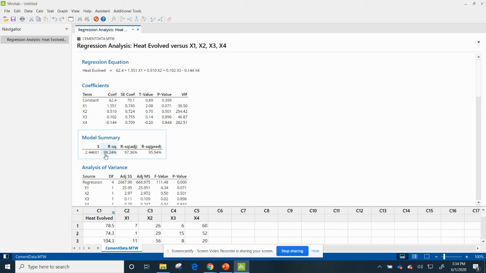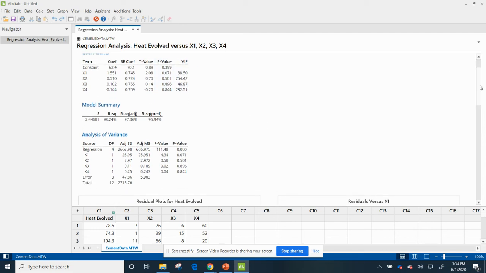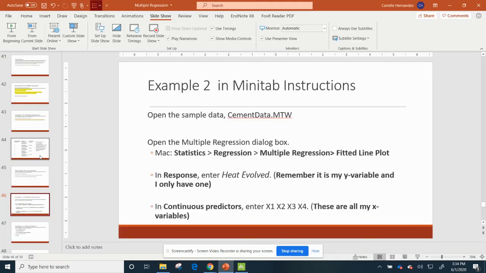Okay. Well, look at the R squared, though. The R squared is spectacular. I mean, it's 95.94, and the S is small. That's great, but look at those p-values. I can't use them. Those p-values are enormous, and so are the VIFs. So there's something going on that's making it not be a great model.